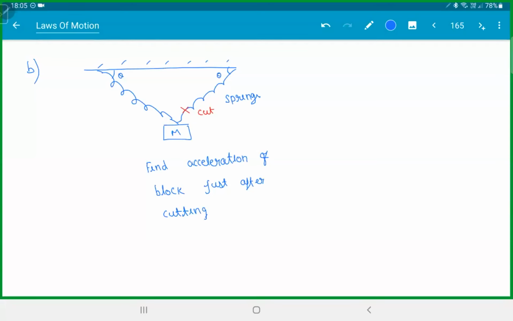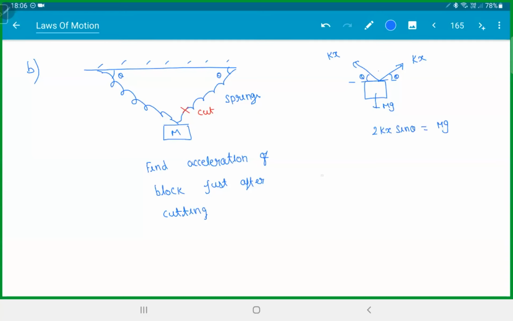Hope you remember last time we did the difference between a spring and a string. A spring will continue to exert the same force even after cutting, whereas for a string the tension changes. So initially, if you look at the forces, kx, this was theta, and this was mg. So 2kx sin theta is equal to mg.